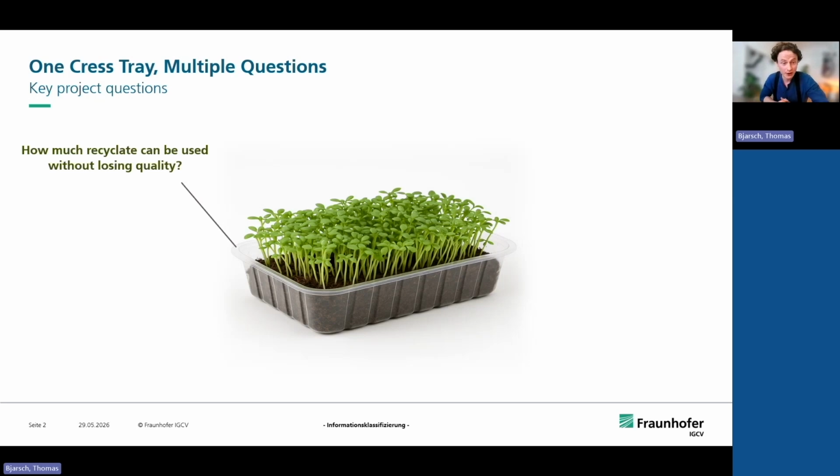One of them is, for example, how much recyclate can I use in order to produce this tray? It's made out of plastic, out of PET in our project, and still get the quality that I want to have. Another question is, how do I have to set the machines which are used along the life cycle, which I will show in the next slide, if I want to use this recycled PET.